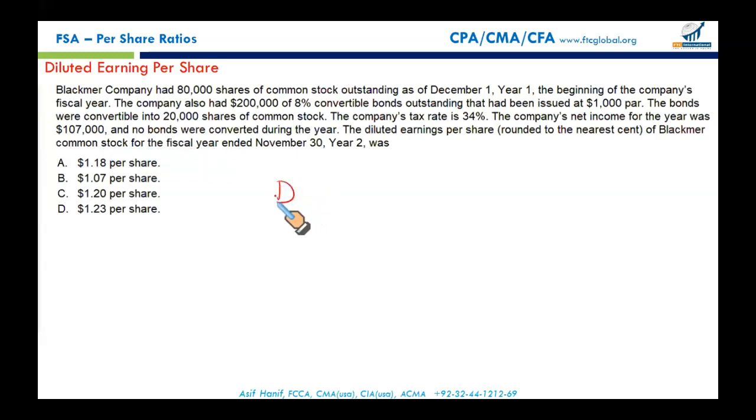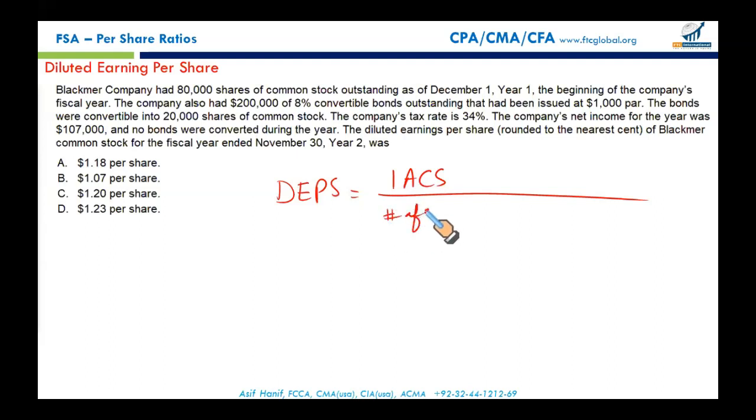So you know the formula: diluted earnings per share is equal to IACS, income available to the common stockholders, or income attributable to the common stockholders, upon the weighted average number of shares, right? If you have convertible bonds, this means the new shares need to be added in the denominator. That will be available if the bonds are converted. And since the bonds, whenever they are converted, the company will save upon the interest, so you need to add back the interest.